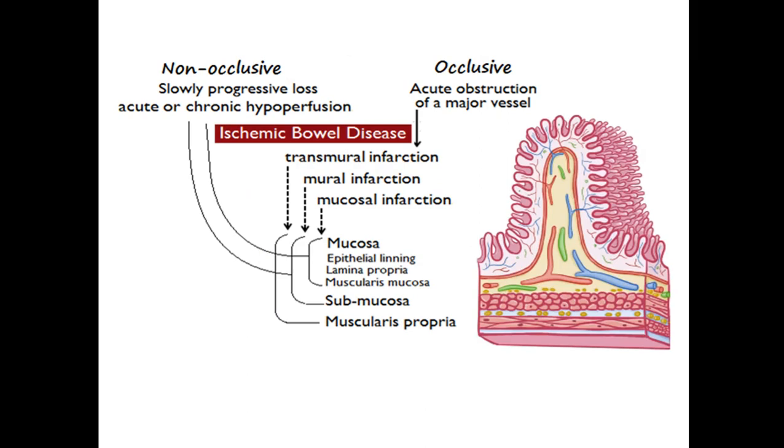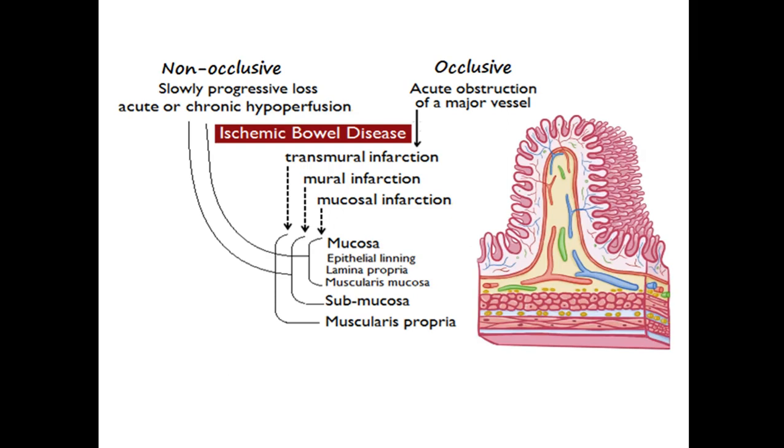The ischemia and infarction or loss of blood supply to the intestine is divided into the non-occlusive causes and occlusive causes. The occlusive causes include sudden loss of blood supply due to obstruction of a major vessel, and it will always cause the transmural infarction. By transmural, we mean that the whole thickness of the intestine is deprived of blood supply, and it will lead to ischemic necrotic cell death and can lead to serious complications.